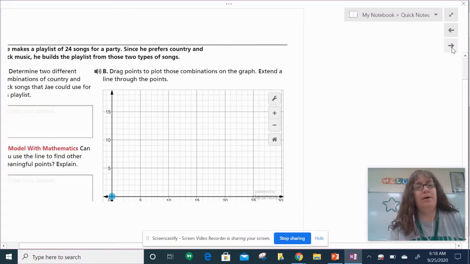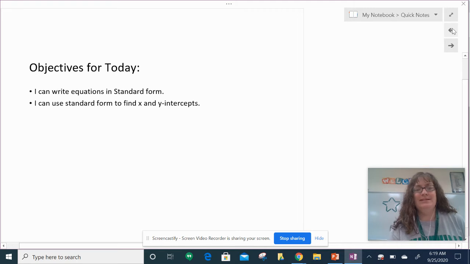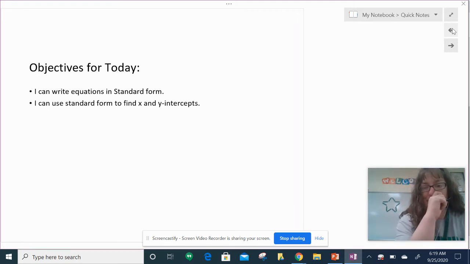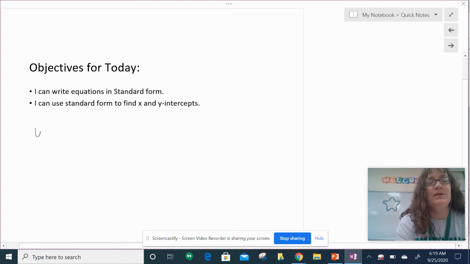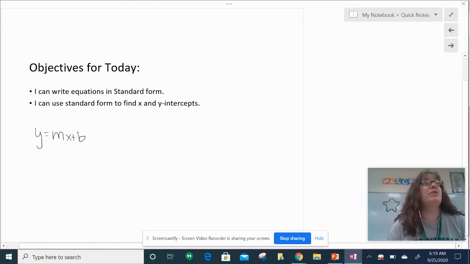Now let's review a little bit what we have already learned. We've talked about two other forms before, the first one being slope-intercept, which says y equals mx plus b. And slope-intercept is really good for graphing because we can start at the y-intercept and then follow the slope. We use slope-intercept form when we're given either the slope and the y-intercept or a graph. That's when we want to write equations in slope-intercept form.